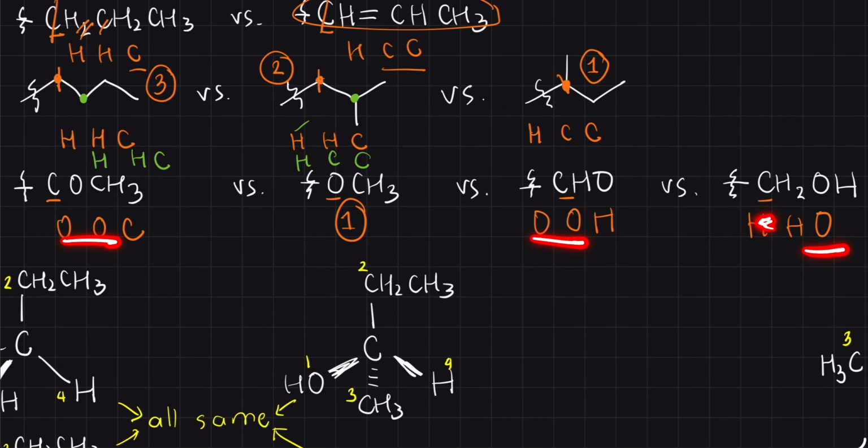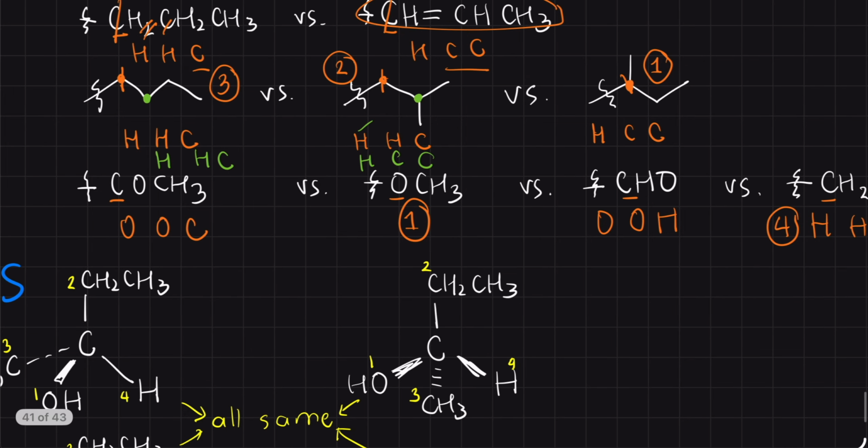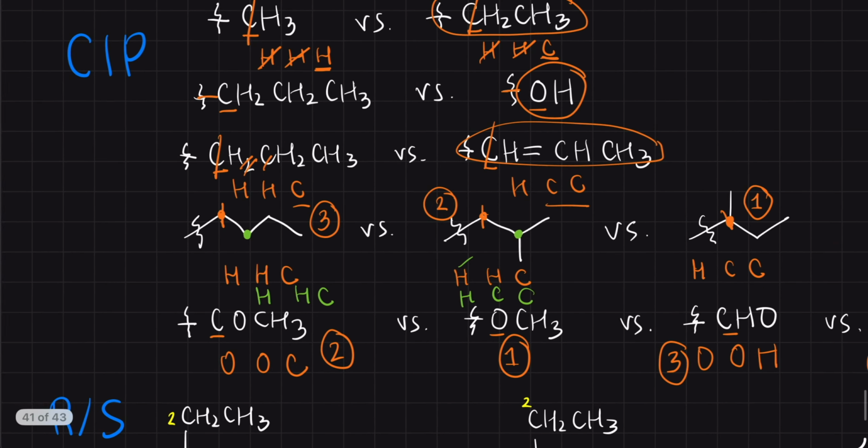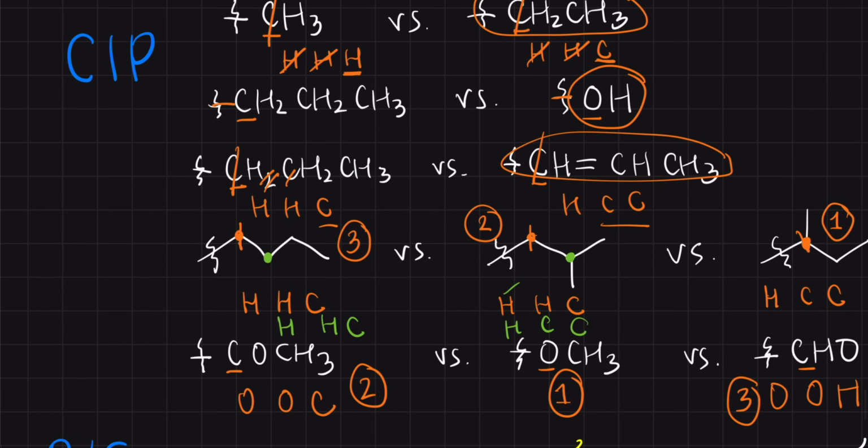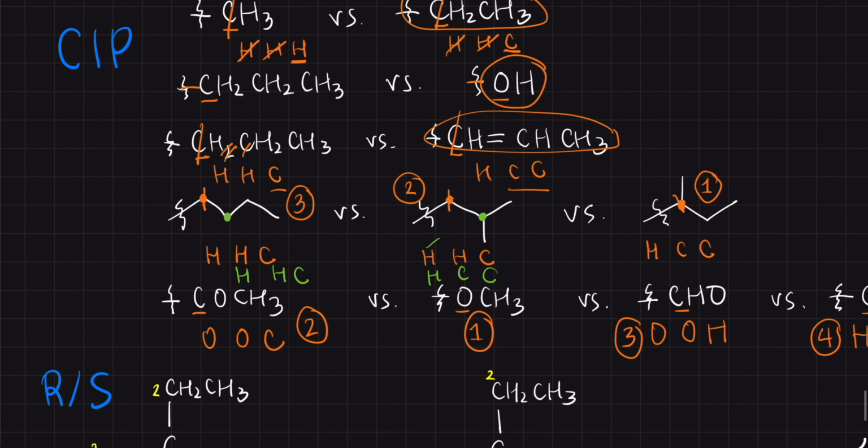And I can see here, one oxygen versus two of them. This one is the loser, right? It's the least ranked, number 4. But now, which will win? OOC or OOH? Of course, C is higher than H, so this one would be number 2. And this one would be number 3. So I think when it comes to CIP, being careless and rushing through things is not an option unless you really don't care about getting the correct answer. Okay, but of course, we want to get the correct answer.